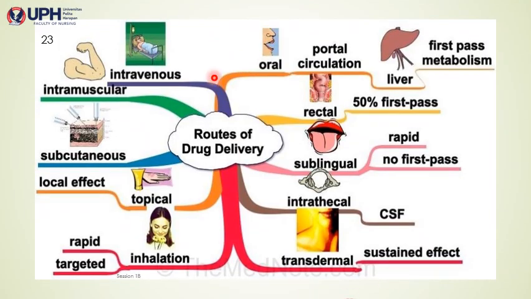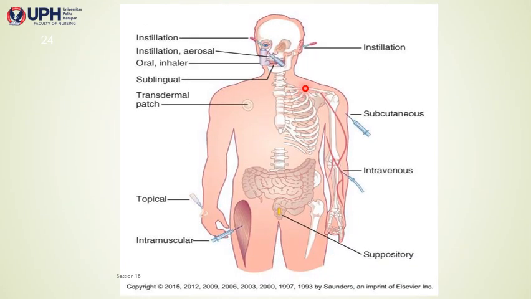As you see here, there are a lot of routes of drug delivery. We talk about intravenous, intramuscular, subcutaneous, topical, inhalation, transdermal, intrathecal, then sublingual, and then rectal, and then portal circulation because it's the oral one. Here also, we see how we administer medication.